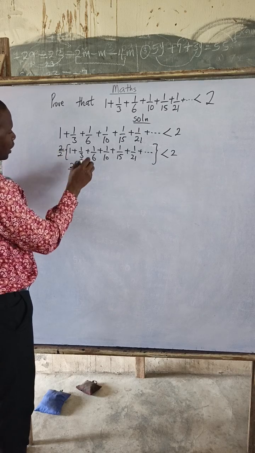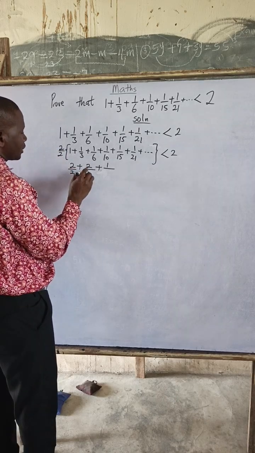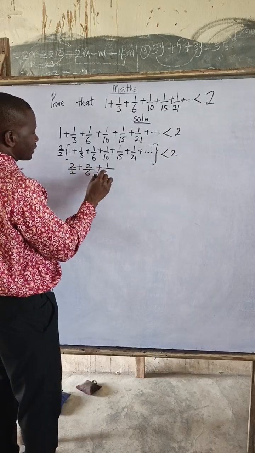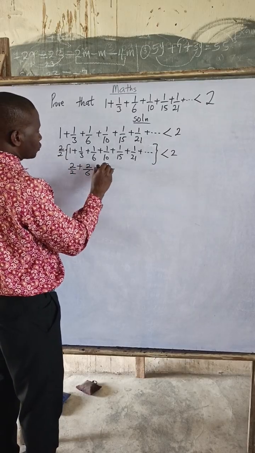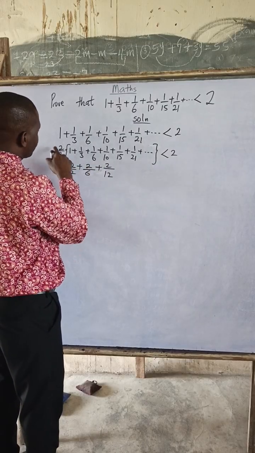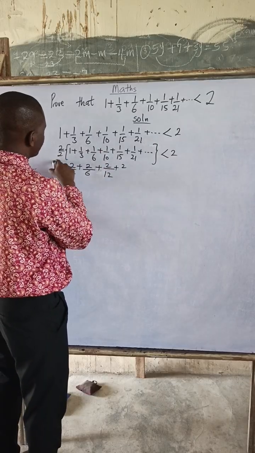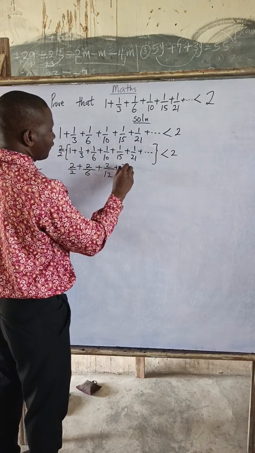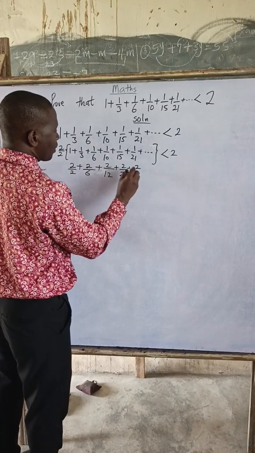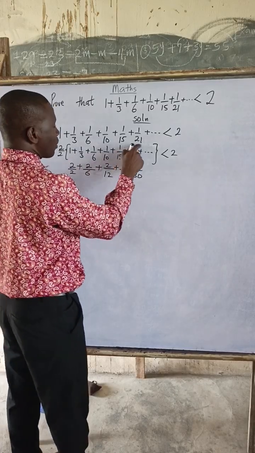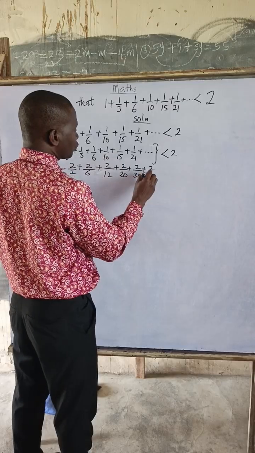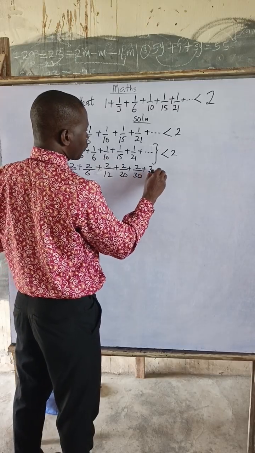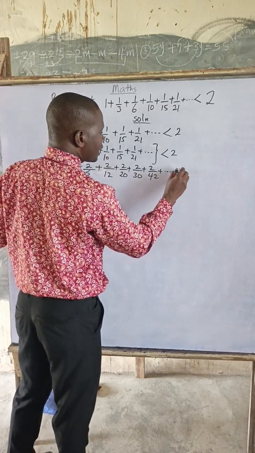Plus 2 by 1, we have 2; 2 times 3 is 6, so 2 over 6. Then 2 by 1 is 2, 2 by 6 we have 12. 2 by 1 we have 2, 2 by 10 we have 20. 2 by 1 we have 2, 2 by 15 we have 30. 2 by 1 we have 2, 2 by 21 we have 42. So plus, and this is less than 2.